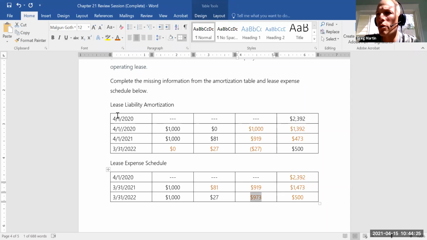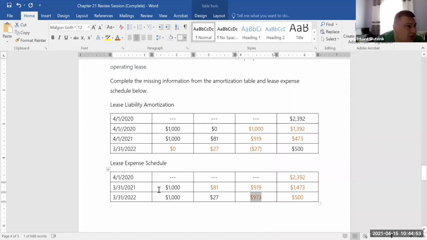So someone asked, why was there a $1,000 payment on 3/31/2022? Well, it's not a payment. This is the lease expense schedule. So remember, lease expense is incurred as time passes. If you want to think about it, every day it's the same amount. So lease expense is sort of a continuous thing, right? And so we accrue it at the end of each 12-month period.